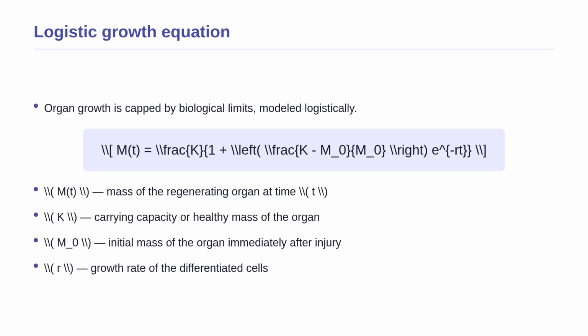In this formula, m of t represents the mass of the regenerating organ at time t. The symbol k is the carrying capacity, which is the normal, healthy mass of the fully grown organ. m0 is the initial mass, right after surgery. The variable r is the growth rate of the cells, and t is the time elapsed. As time increases, the exponential term in the denominator shrinks, and the mass smoothly approaches the target mass k. If the growth rate r increases, the organ reaches its full size much faster, ensuring the patient recovers quickly.